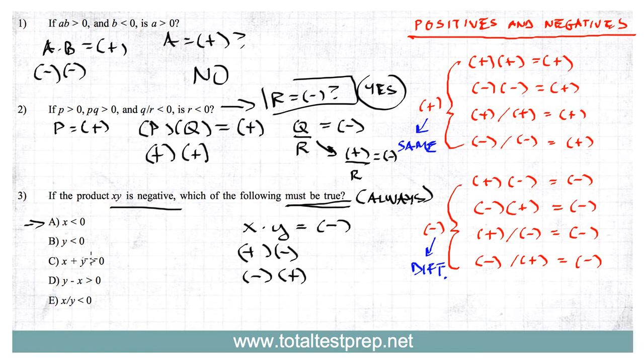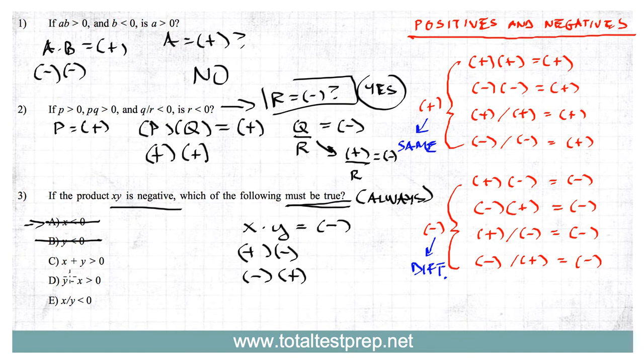Well, if we look at answer choice A, it's telling us that x is negative, or in order for A to be true, it would have to be the case that x is always negative. Well, that's not the case. We know that x could be positive if y is negative. x is negative only if y is positive. We don't know which of these situations is the case. So it's not true that x is always negative. Same thing for B. It's not true that y is always negative. It's only negative if x is positive, but it could be positive itself if x were negative.